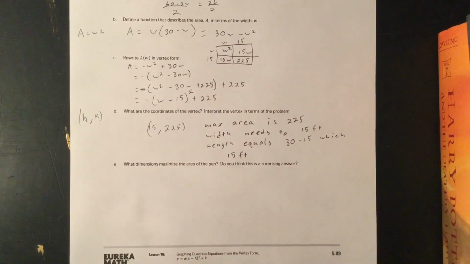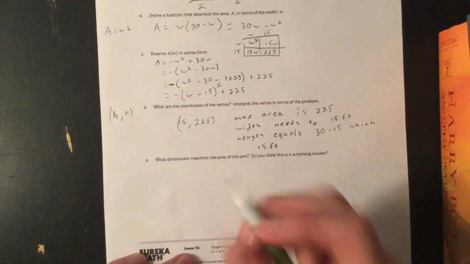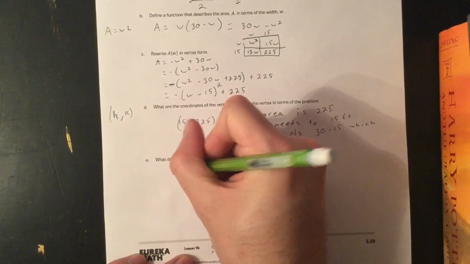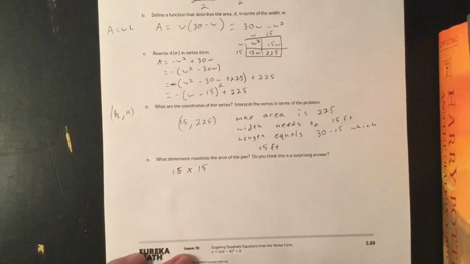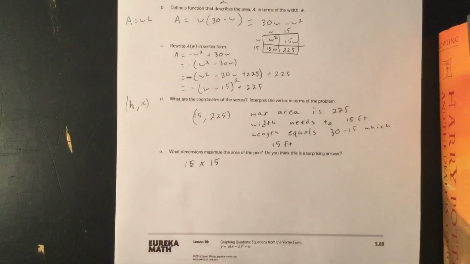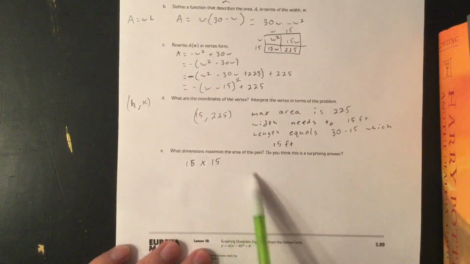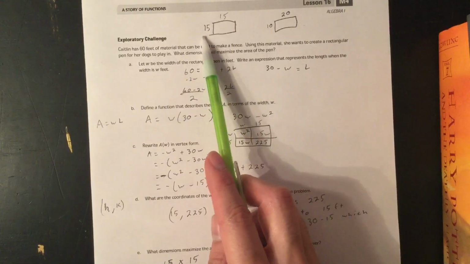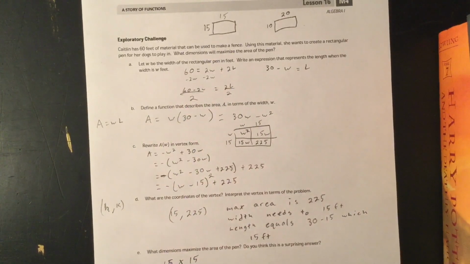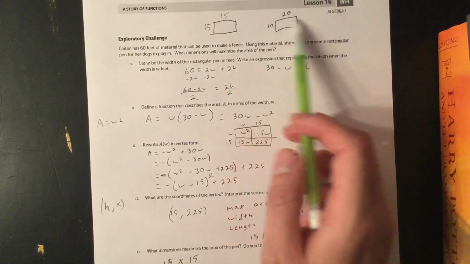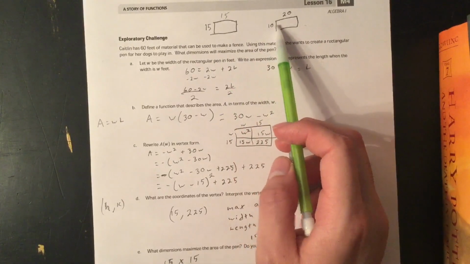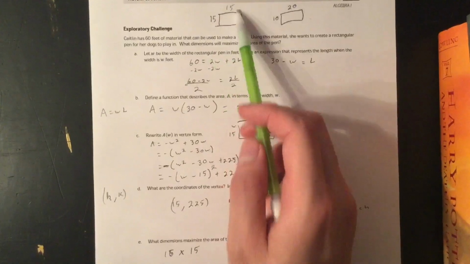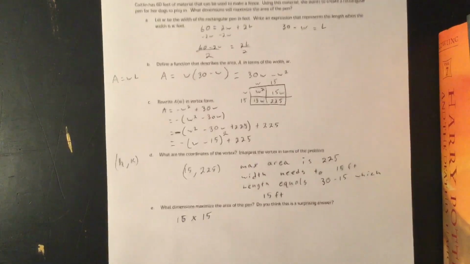So for E, what dimensions maximize the area of the pen? It would be 15 by 15. Do you think this is a surprising answer? It may or may not be a surprising answer to you. Normally when you're trying to maximize area, the best area you're going to get is by creating a square if at all possible. That'll maximize it. If you do 15 times 15, you'll get 225. So normally that's going to be the dimensions that are the biggest.